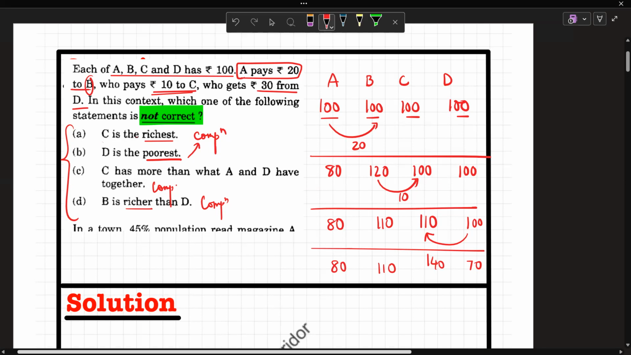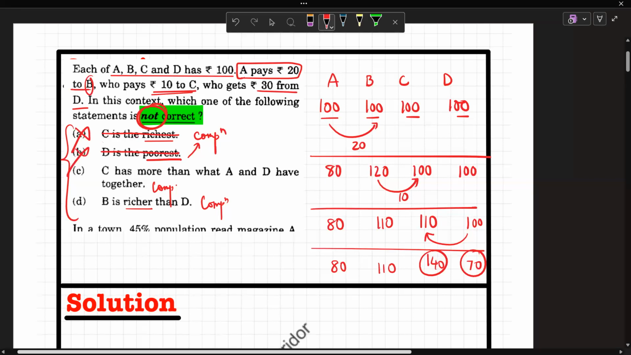Now let us see the question. Is C the richest? Yes, obviously, because C got 140. So this is a correct statement. Now since the question asks for the statement that is not correct, we will eliminate this. D is the poorest. Yes, D is the poorest because D got rupees 70, which is the least amongst all. So this is also correct.